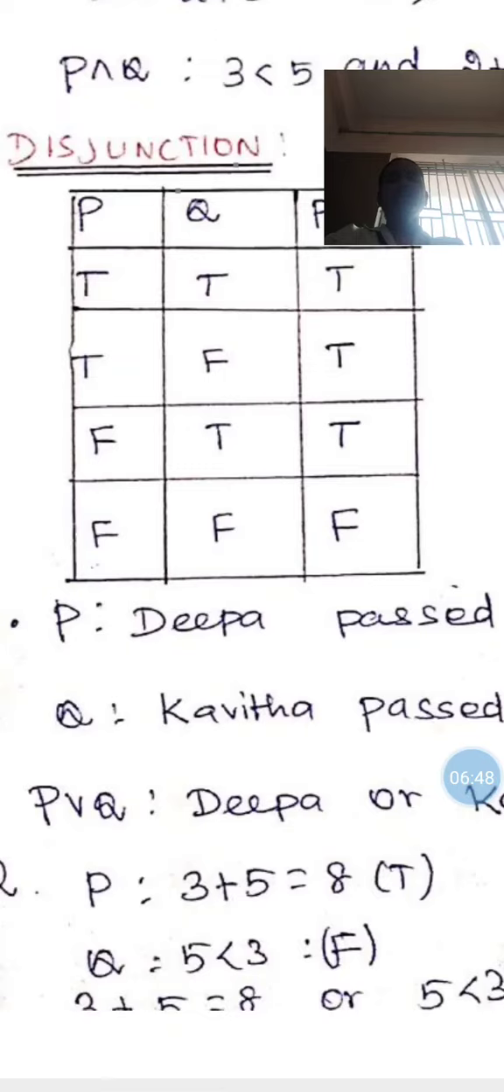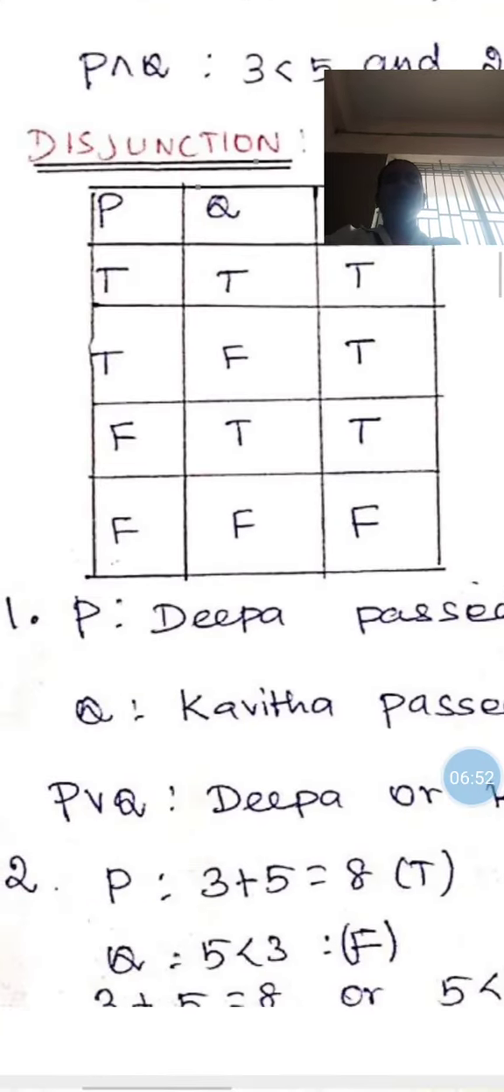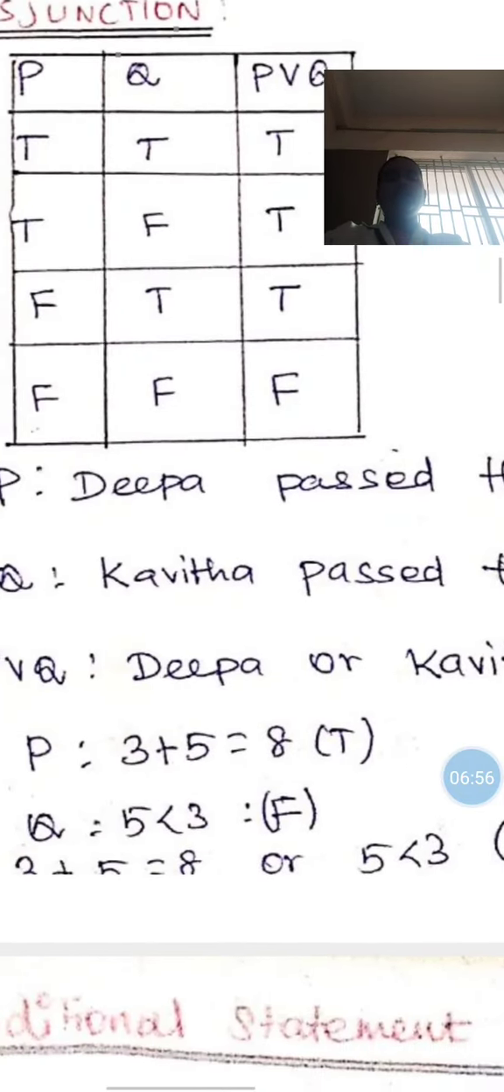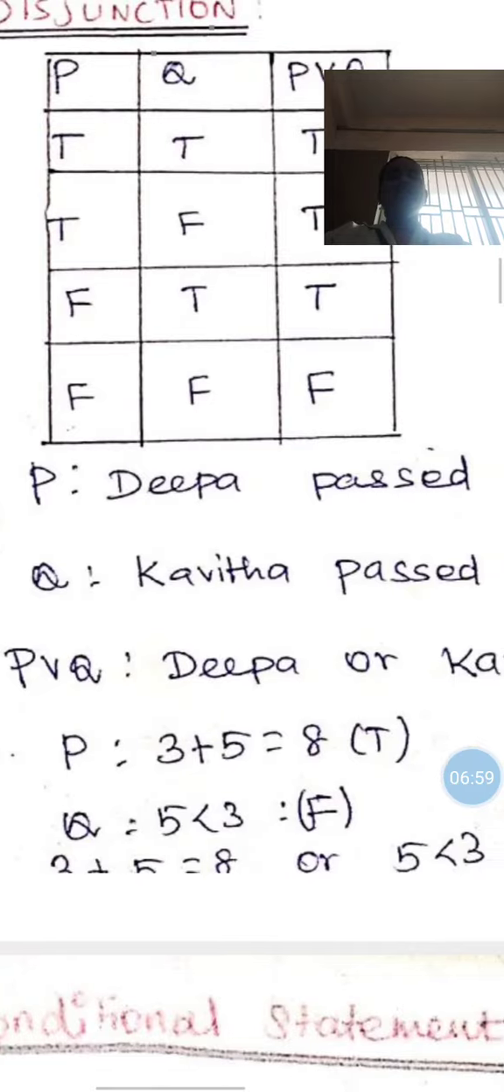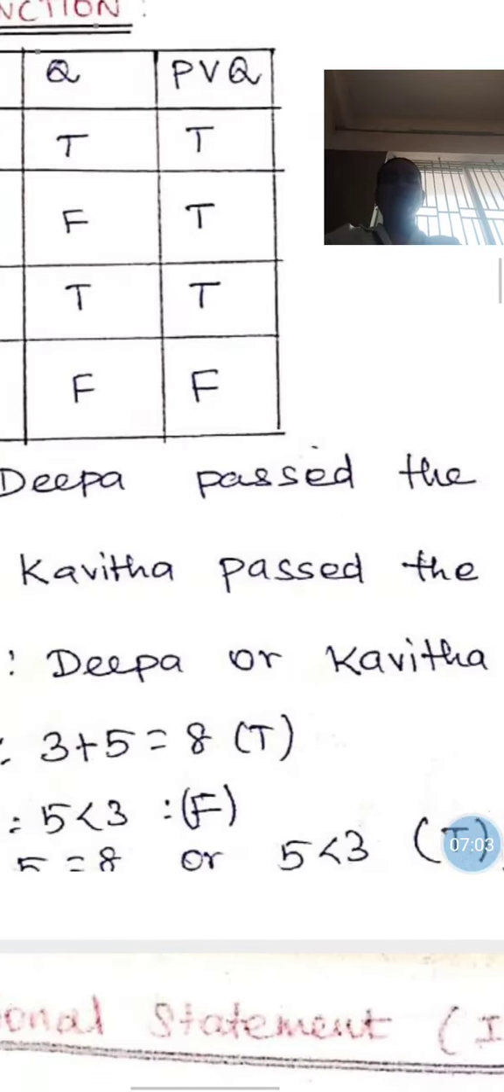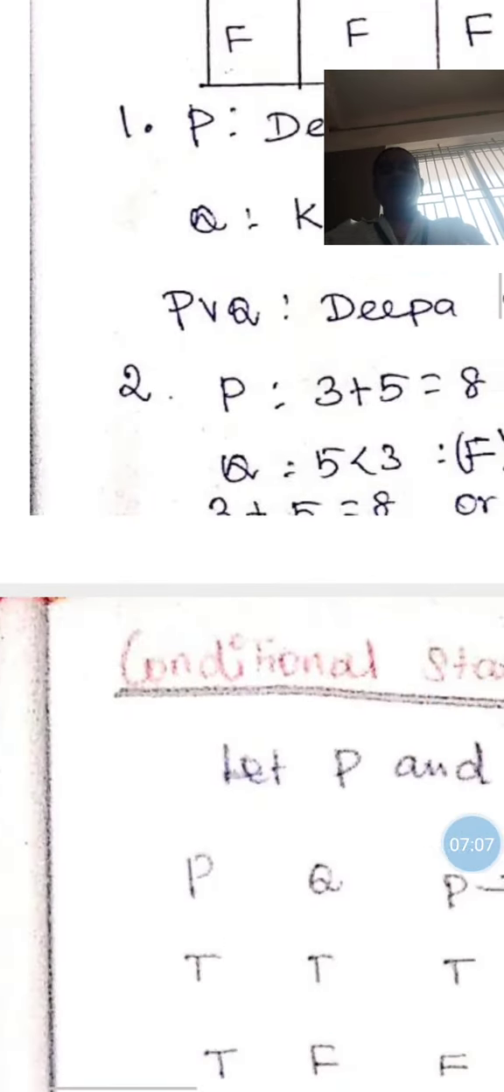Example, we take P, Deepa passed the exam, that is true. Q, Kavita passed the exam, that is true. Then P disjunction Q is Deepa or Kavita passed the exam, that is a true statement. In the same way, the remaining examples.